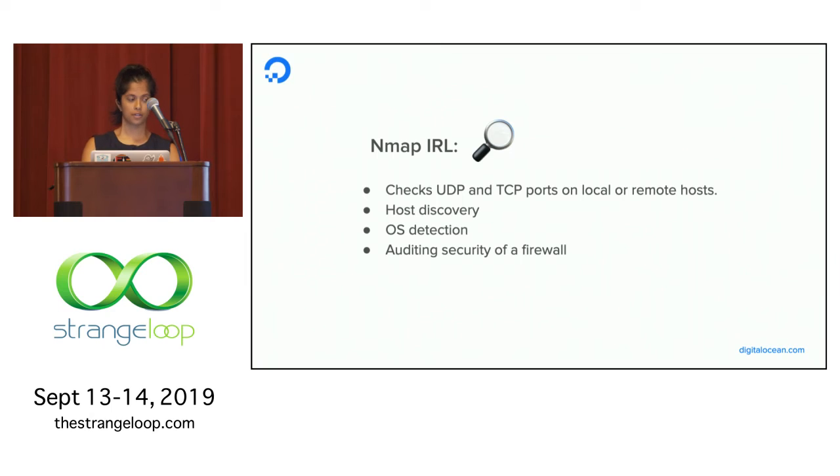In real life, however, Nmap will actually do both UDP and TCP scanning. It'll do host discovery, it'll do OS detection, and as you can imagine, all of this is very useful for auditing security in a network, security of a firewall, security of a remote host.